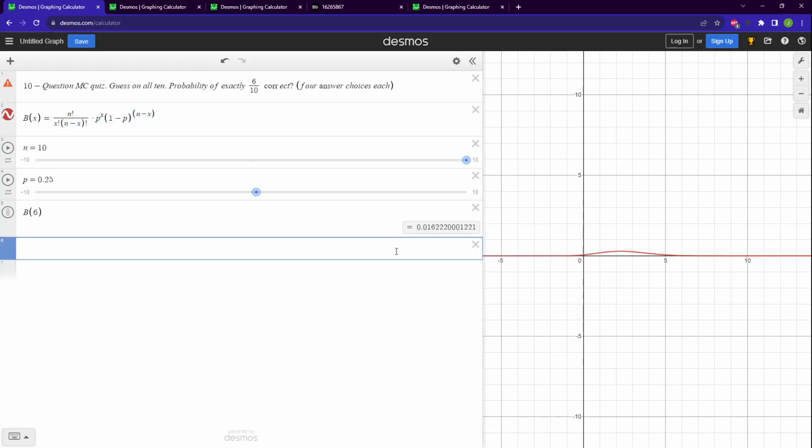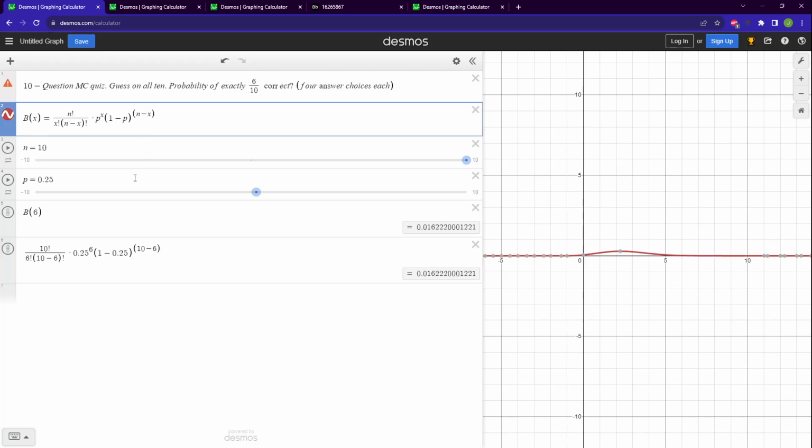If you're one of those old school people that likes to do the whole thing out manually, what you would do is you would put n factorial, so 10 factorial, over your input x factorial times 10 minus 6 factorial times p, which is 0.25, to the power of x, which is 6, times 1 minus p, 0.25, to the power of n, which is 10 minus x of 6, and you'll notice we get the same answer. However, I think we could all agree it is much easier and much less clumsy to do it this way.